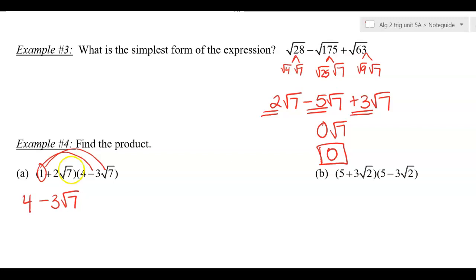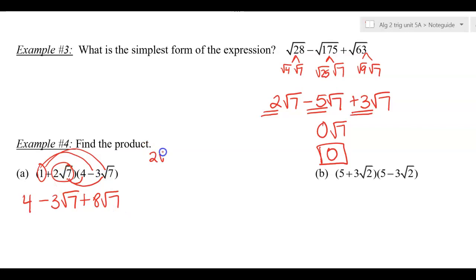And then when I multiply the 2 rad 7, it's got to multiply each piece as well. What will I get when I multiply 2 rad 7 times 4? 8 rad 7. So this goes back to the previous lesson, right? The 2 and the 4 are outside the radical. They'll multiply each other and make 8. 7 is the only thing inside the radical, so it will remain inside the radical.